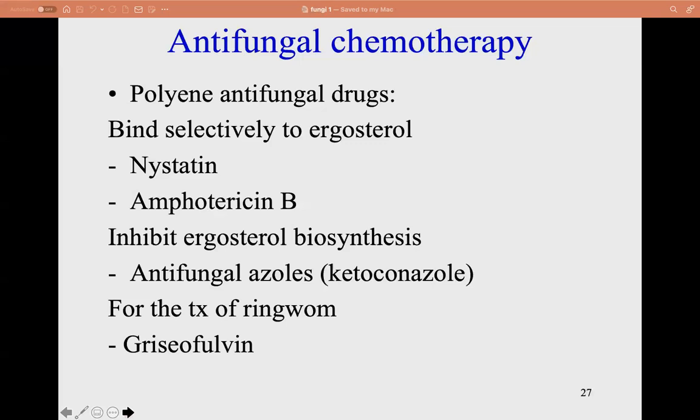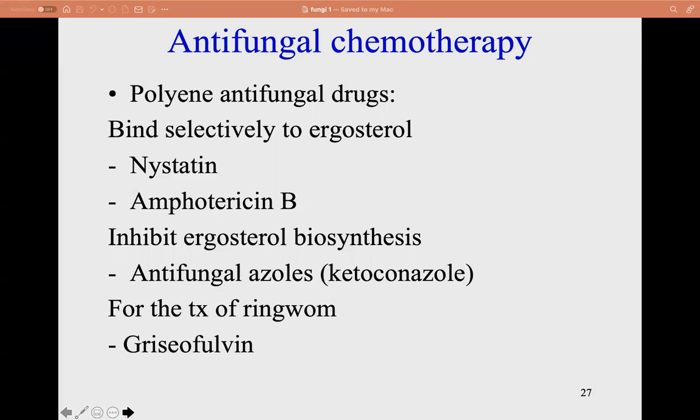Then we have also antifungal chemotherapy. We have polyene antifungal drugs. They are known to bind selectively to ergosterol, which is the predominant sterol in the cell membrane of fungi. Nystatin and amphotericin B are examples of these drugs.